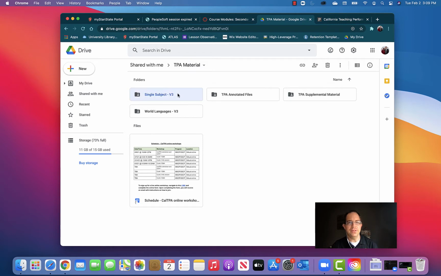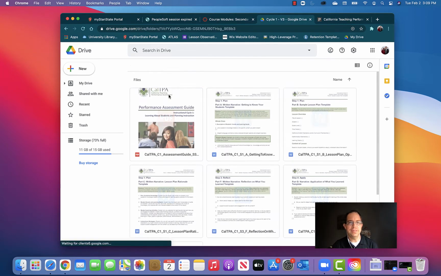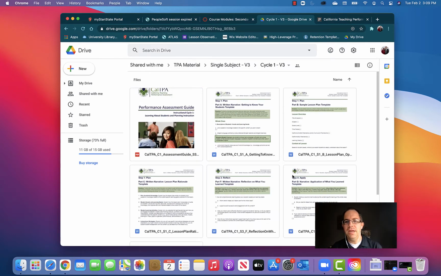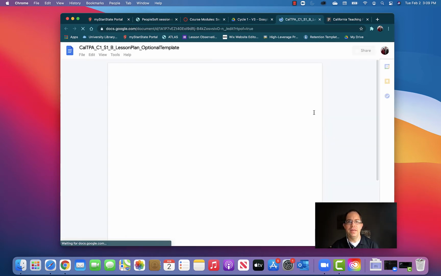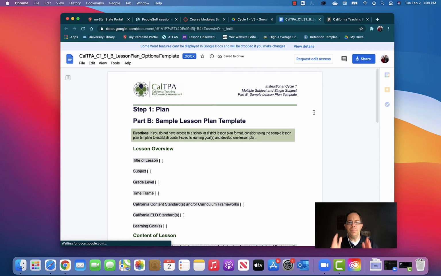You want to click single subject and that you're focusing on Cycle 1, third version. And we're going to now get into Part B, right? So now once you've helped the assessor understand your context, your students, what you know about them, the next step is to talk about the lesson that you're going to design in hopes to help those students that you've already addressed in Step 1A meet some prescribed learning outcome that you're going to articulate in this lesson.